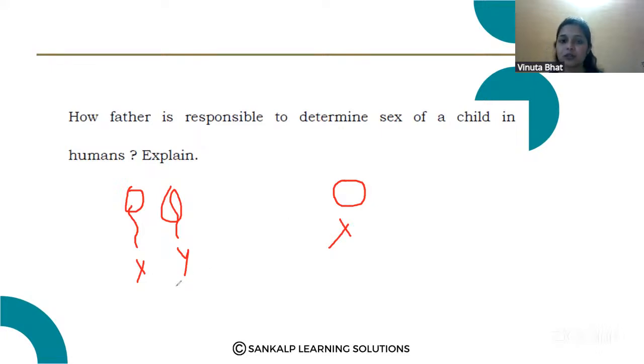During the fertilization, when the sperm containing the X chromosome fuses with the egg, the resulting baby will be a girl, that is XX chromosome. And if the sperm which is having the Y chromosome fuses with the egg which is having the X chromosome, the resulting baby will be a boy. So thus the human sperm contain either X or Y chromosomes. So the father is responsible to determine the sex of the child in humans. So one of the important questions here.